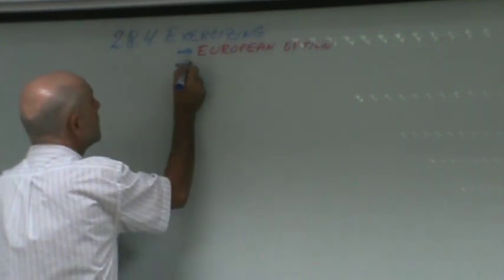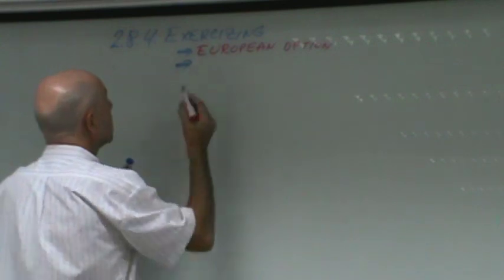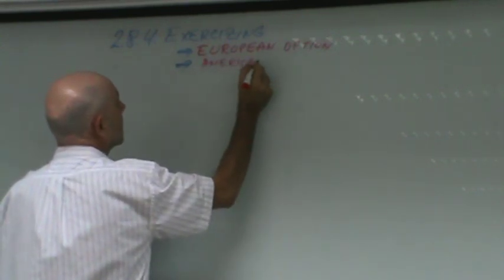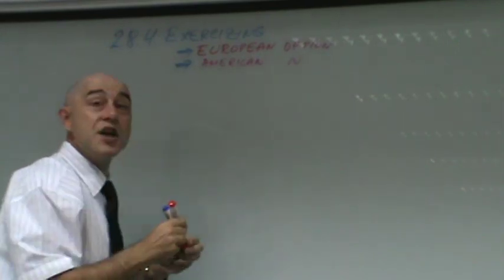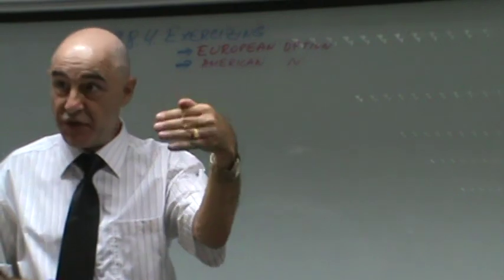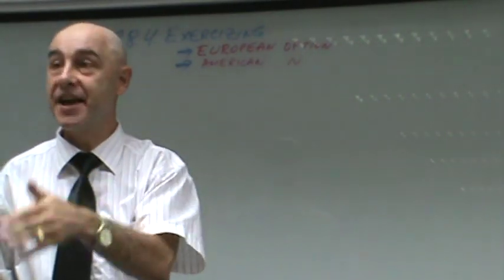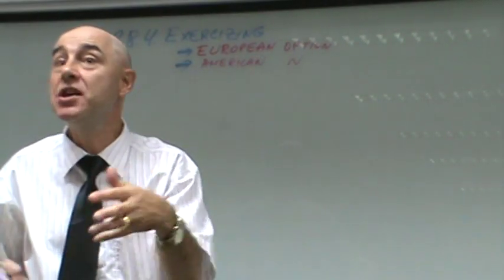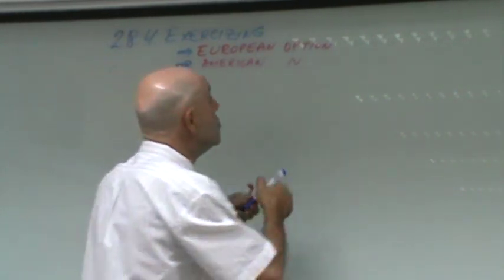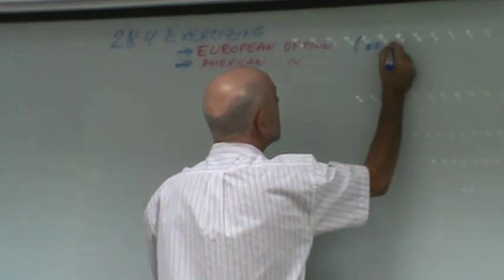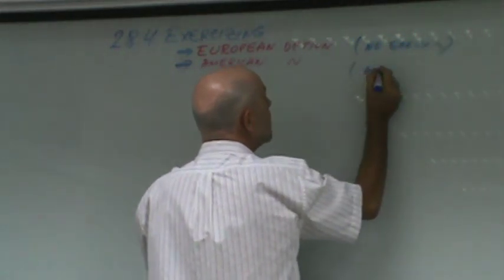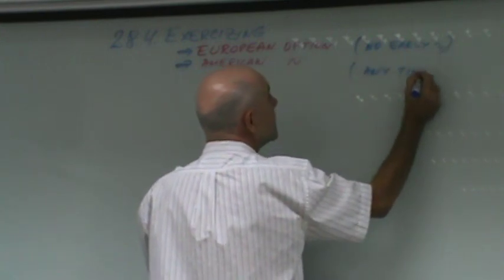An American option, you can exercise at any time before or on the expiration. You can exercise 2 days early or 5 days early. In other words, a European option has no early exercise. The American option is anytime.